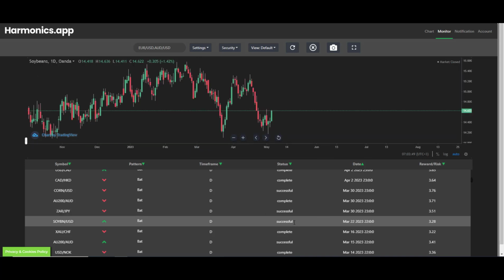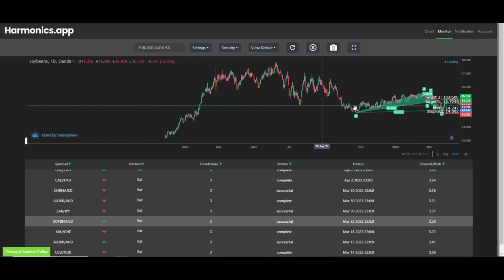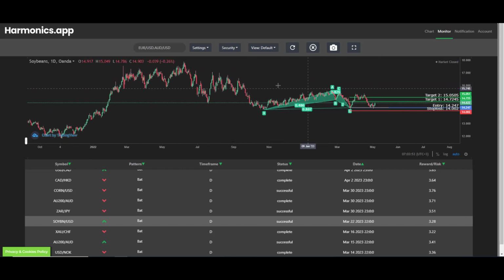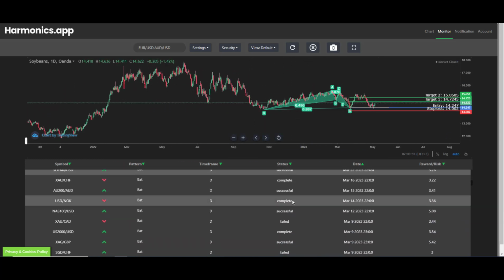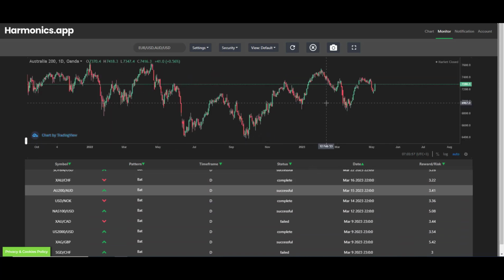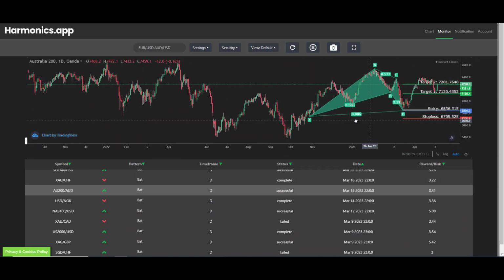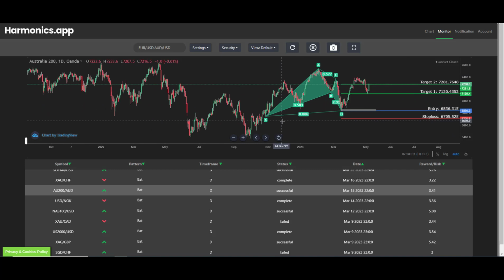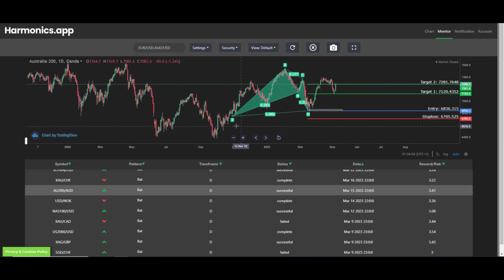So for example, let's take a look at this one, how this one is doing. There is no uptrend, so we would not look at this one even though it is successful. Let's take this one. Okay, now you can see it.